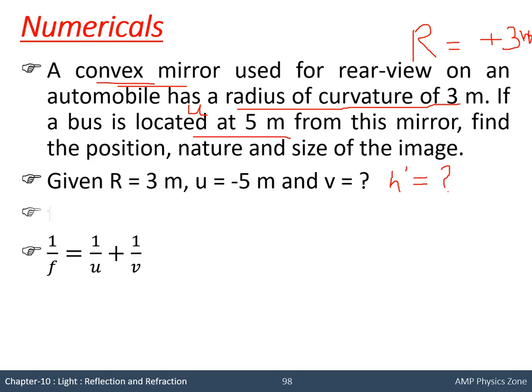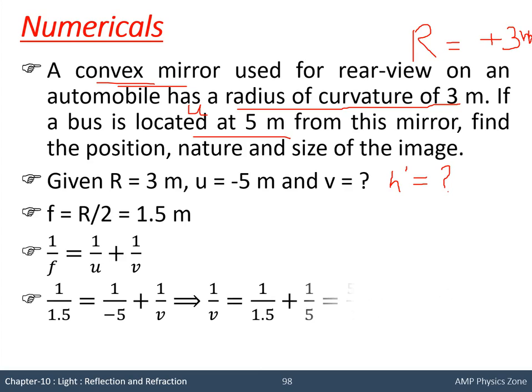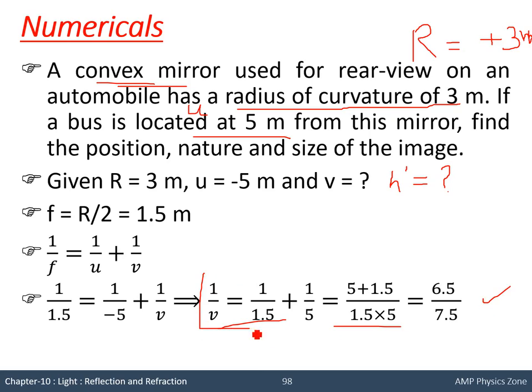F is equal to R by 2. So that will be 3 by 2, it will be 1.5. That value we can substitute in this equation and we will get further like this. Okay, so you can solve it by yourself. So putting value of F as 1.5, U as minus 5, and then you can take LCM like this. So finally you will get like this. This will be 1 by V. Okay, now we have to find V from it, so it will be inverse of that.